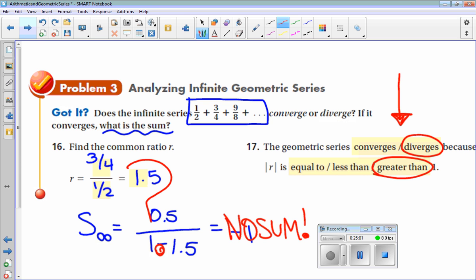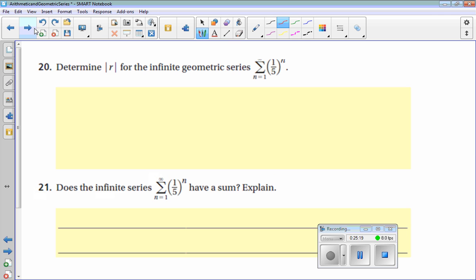Okay? So that's important. Figure out the r, and if it's bigger than 1, then we can't use this formula. This formula is only used if my r is less than 1. If it's a fraction. Okay? So let's look at a couple of examples, and let's decide whether or not it has a sum or not.